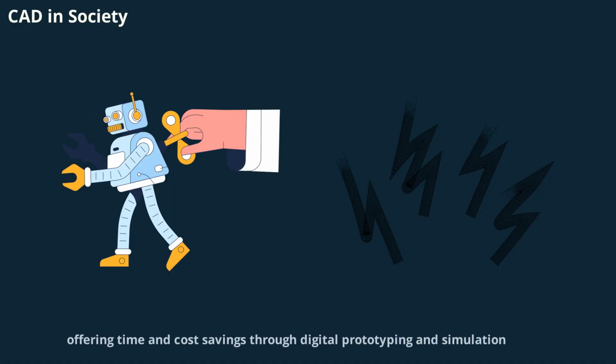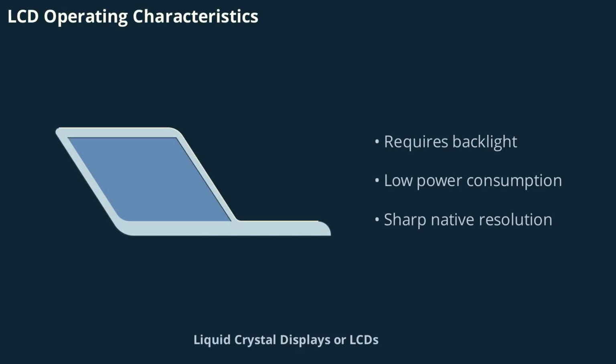prototyping and simulation. Liquid crystal displays, or LCDs, operate by modulating light using liquid crystals. Unlike CRTs, LCDs require a backlight to produce visible images. The liquid crystal layer is sandwiched between polarizing filters, and electrical voltage controls the passage of light. TFT LCDs use transistors for each pixel, enabling high resolution and fast switching. LCDs consume less power, are flat and thin, and produce sharp images at their native resolution. These features make LCDs ideal for laptops, tablets, and monitors, offering clear visuals and energy efficiency.